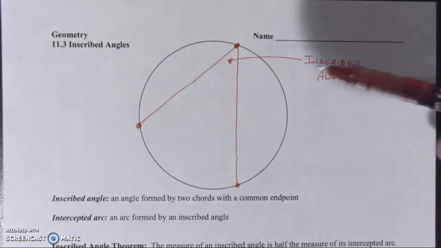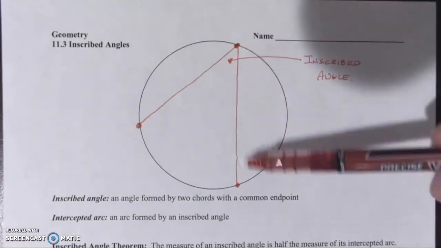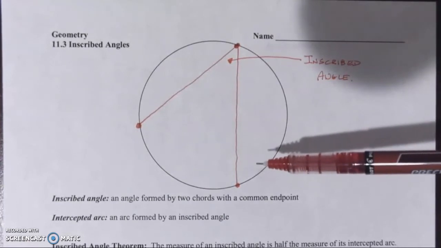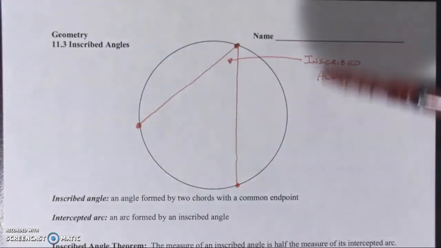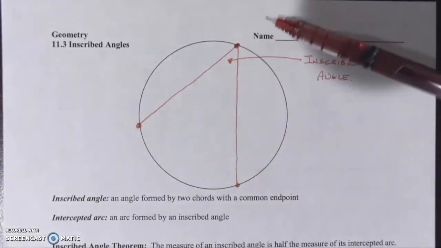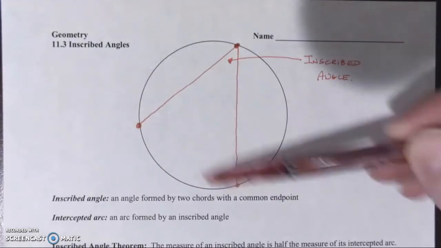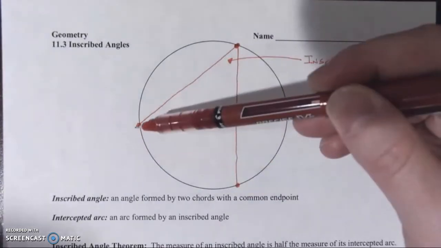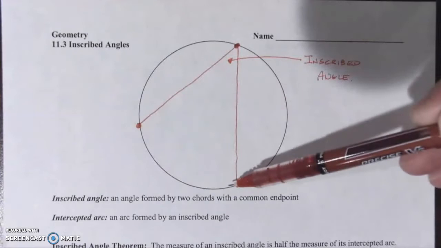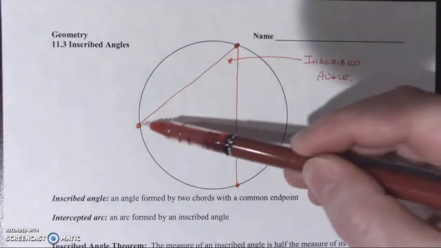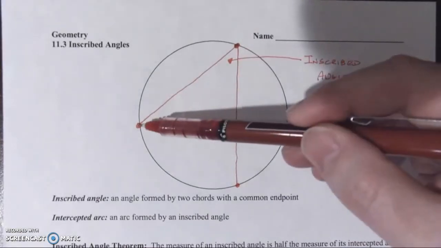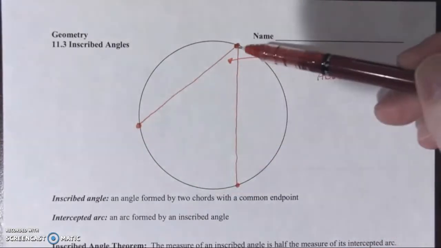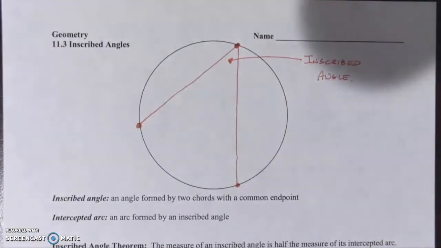Then if you notice, now that we see the two chords drawn, what happened is this chord and this chord basically split the circle into what we would call this inscribed angle's intercepted arc. Okay, so if we follow along the two chords that formed the inscribed angle, between the other endpoints of the chord, not the common one, between this endpoint and this endpoint, we would call that the intercepted arc.